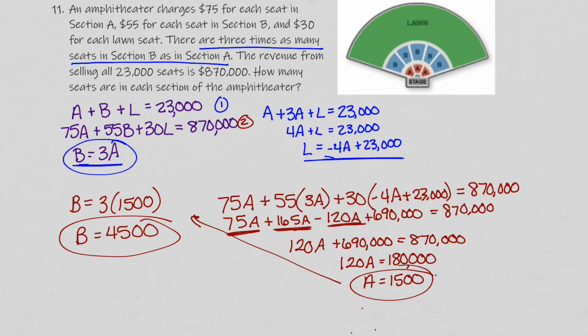And let's figure out how many people they let sit on that lawn by plugging A in up here. So for the lawn, it's negative 4 times 1,500 plus 23,000. So you type all that in your calculator and you get that there are 17,000 seats available for the lawn. So if you took all these numbers for Section A, Section B, and the lawn and plugged them in for these variables in these equations, you will get that they each equal.